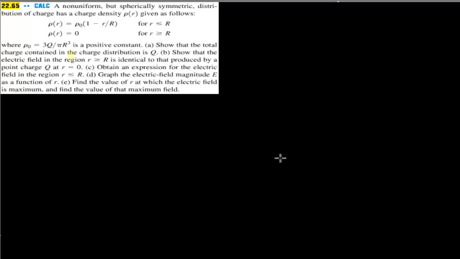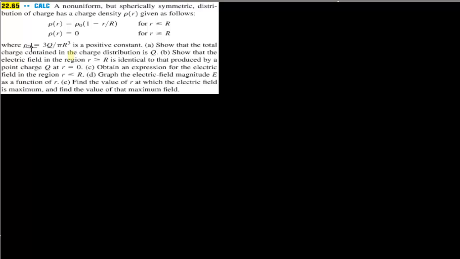So we have here today another physics problem, this one about Gauss's law, probably one of the most important concepts and topics in electromagnetism. We're given that a non-uniform but spherically symmetric distribution of charge has a charge density of rho as a function of r, given as follows, where this is the charge density inside the sphere, r less than or equal to big R, which is the radius of the actual sphere, and r is some point that we choose. And they tell us that there's no charge outside of the sphere, which is a very important piece of information.